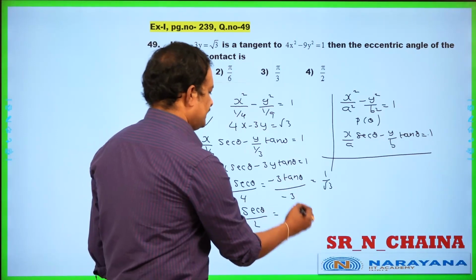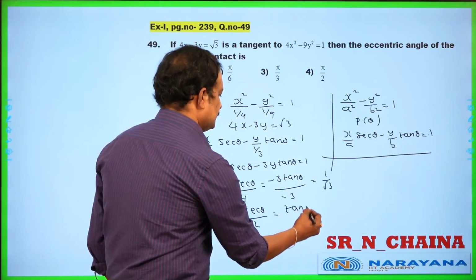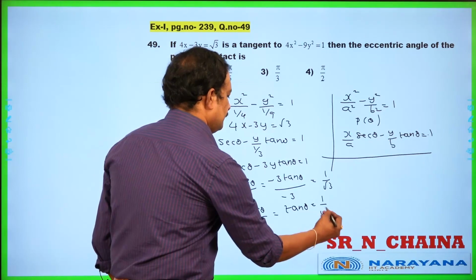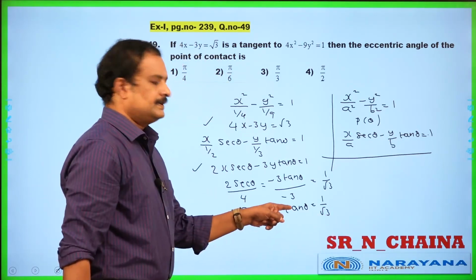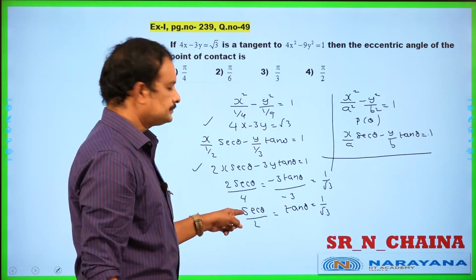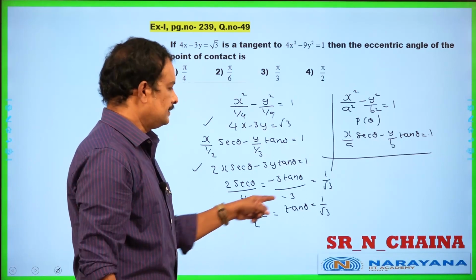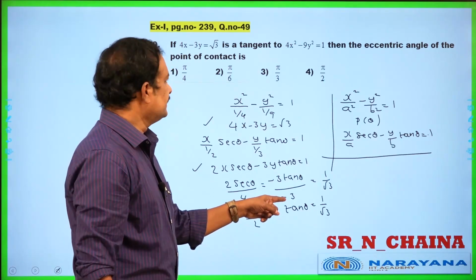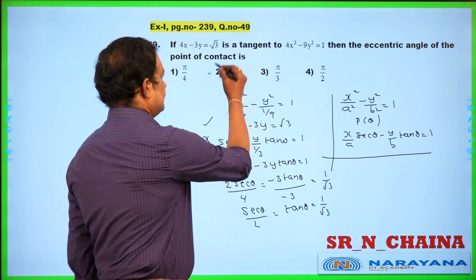And what about this one? Minus 3 will get cancelled. So tan theta equal to 1 by root 3. So tan theta is 1 by root 3, secant theta is 2 by root 3. So what is that theta value? 30 degrees. So 30 degrees is the answer.